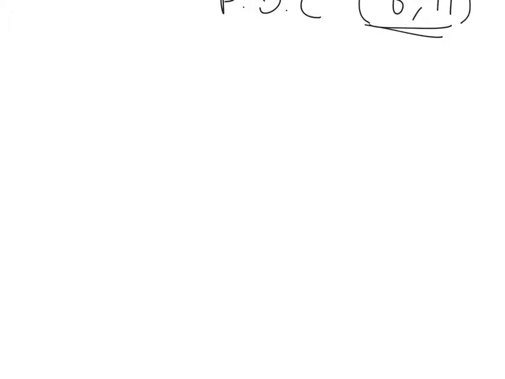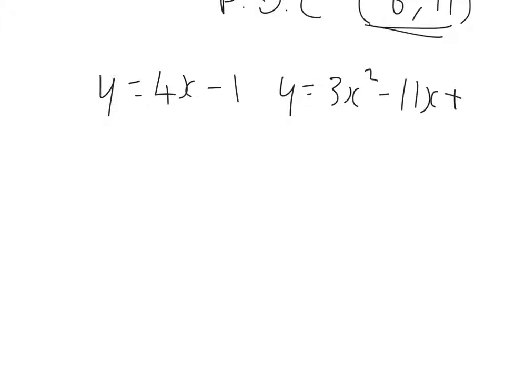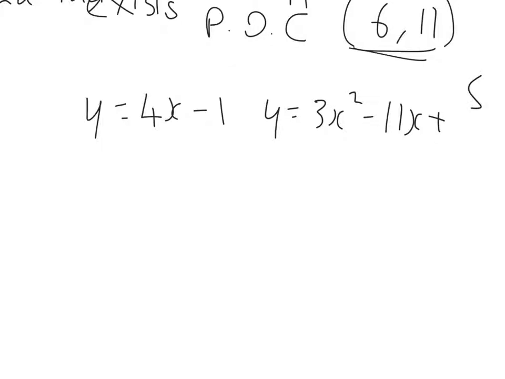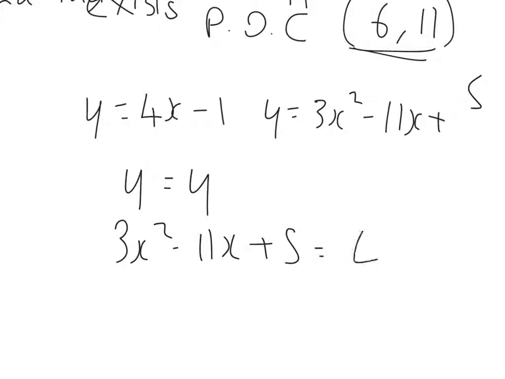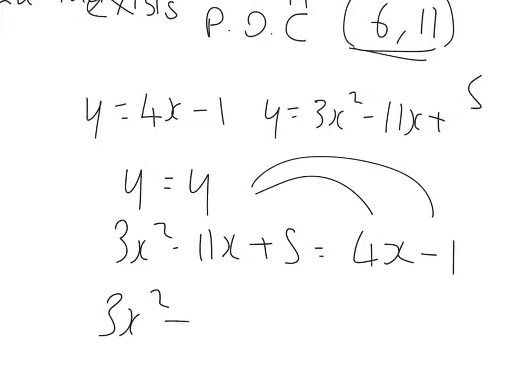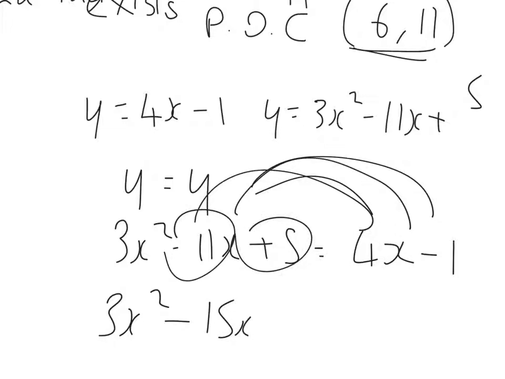Next question. Is the line y equals 4x minus 1 a tangent to the curve y equals 3x squared minus 11x plus 5? So again, let's set y equal to y. 3x squared minus 11x plus 5 is equal to 4x minus 1. Let's bring everything across and make it equal to 0. So that'll be 3x squared minus 15x, that's minus 11x minus 4x, and then plus 5, bring that across. That'll be plus 1 is plus 6 is equal to 0.